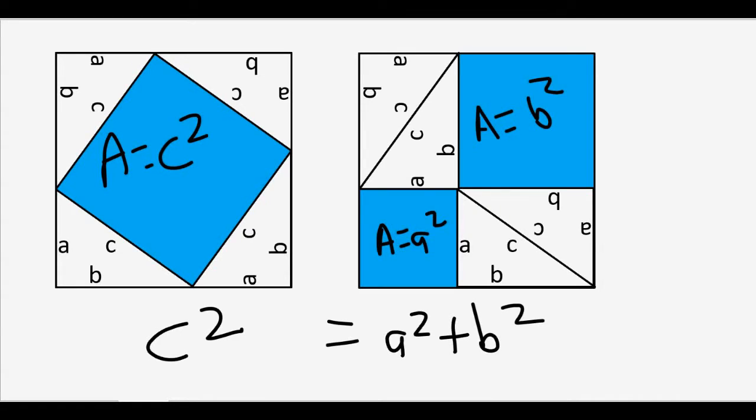So it does not matter what the lengths of the sides are, as long as you have a right triangle: a squared plus b squared equals c squared.